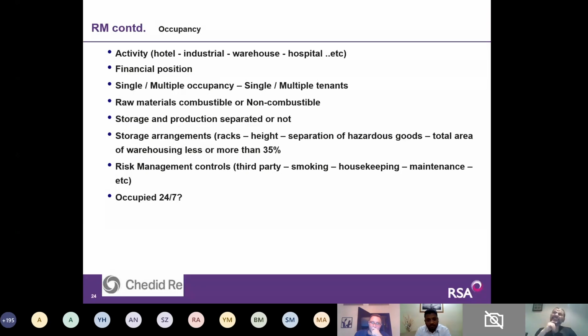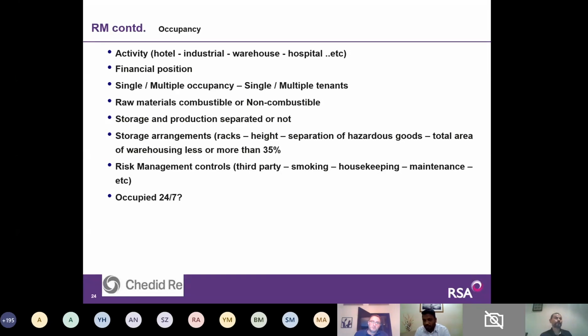Has this client suffered any financial losses in the past? Have any issues with the bank? Got loans and ran away for some reason, came back? Financial history, financial position. Is it a single occupancy? Is it a multiple occupancy?